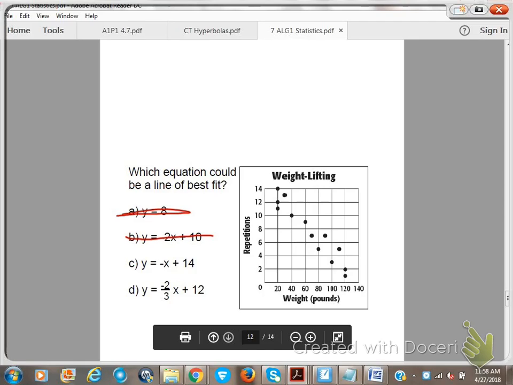For the next one, where would we start that one? 14. And from there? Down 1. That'll work. That seems like a pretty good one to me. So we pick that one. You can always just graph them out, see how they look.